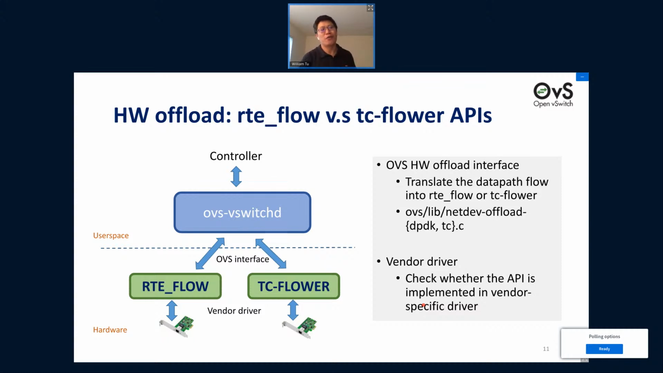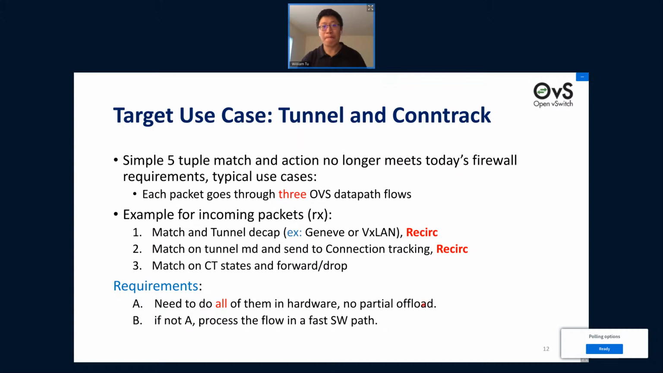For example, rte_flow needs to set up first how to parse the protocol and how to do the actions. And of course, in the beginning, OVS will do probing to see whether a flow can be offloaded into the hardware through rte_flow or not. If not, then it will fall back to the software case. Same thing for TC flower: OVS will do the conversion, convert this OVS data path flow into the format that TC flower requires, and then program it into the TC flower API.